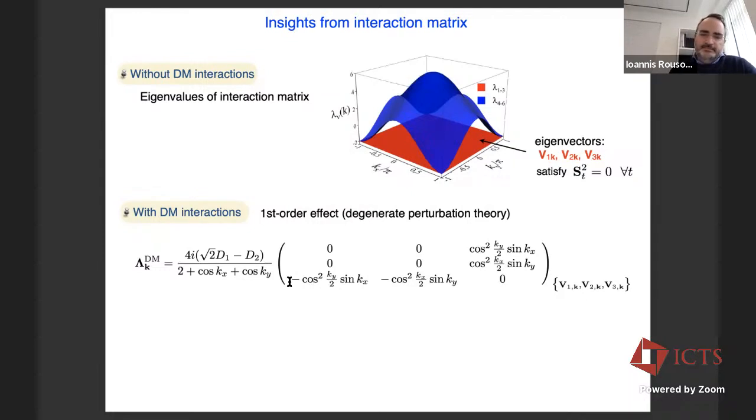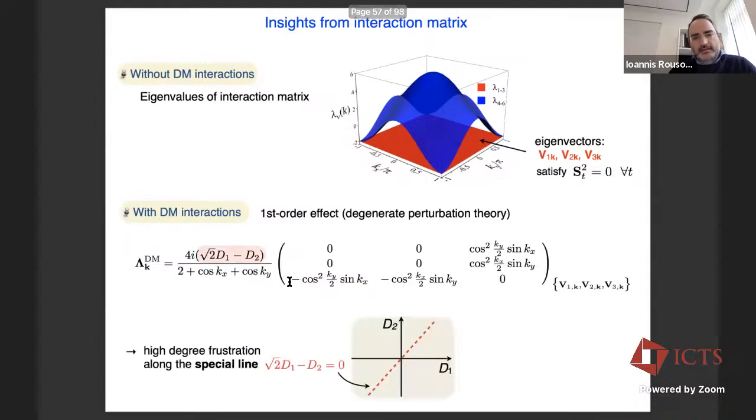What you will see is that the interaction scales with that combination, square root of 2 D1 minus D2. And that basically says that along the line where that prefactor vanishes, in leading order of the DM interaction, there is no lifting of the degeneracy. So there is some robust frustration along that line to first order in the DM interaction.